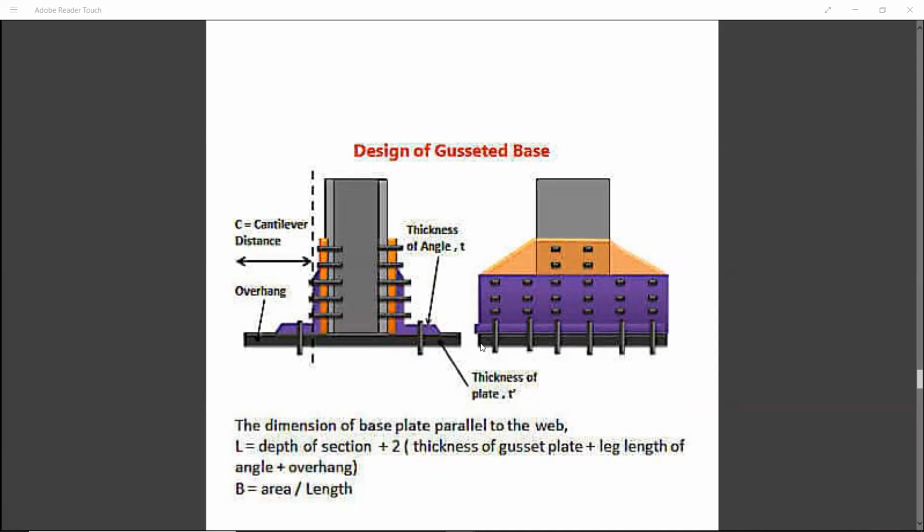This is the base plate, and this is the overhang length, and this is the cantilever, and this is the bolted connection. Here you have one gusset plate. This is the column, and these are the cleat angles you are providing. This is the plan view. This is the elevation part.